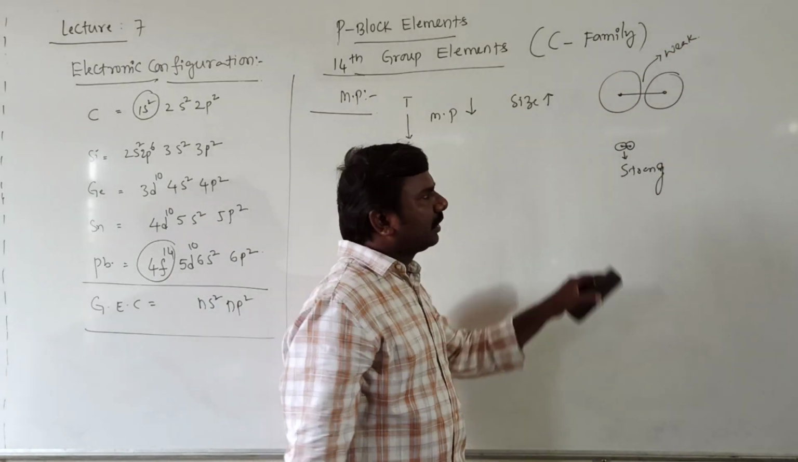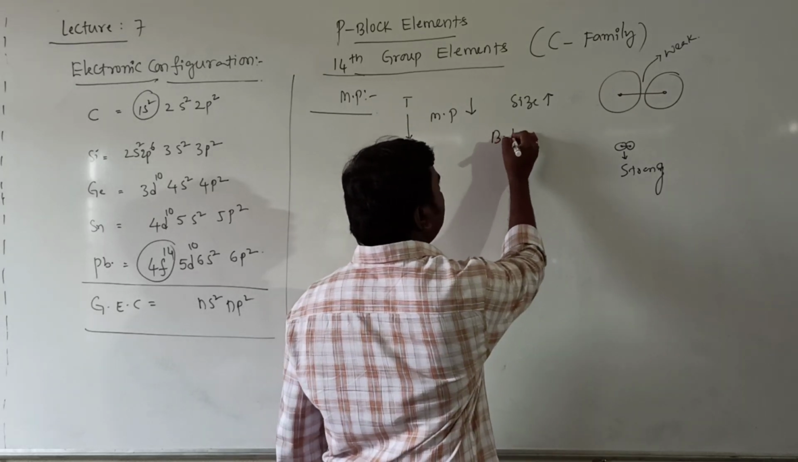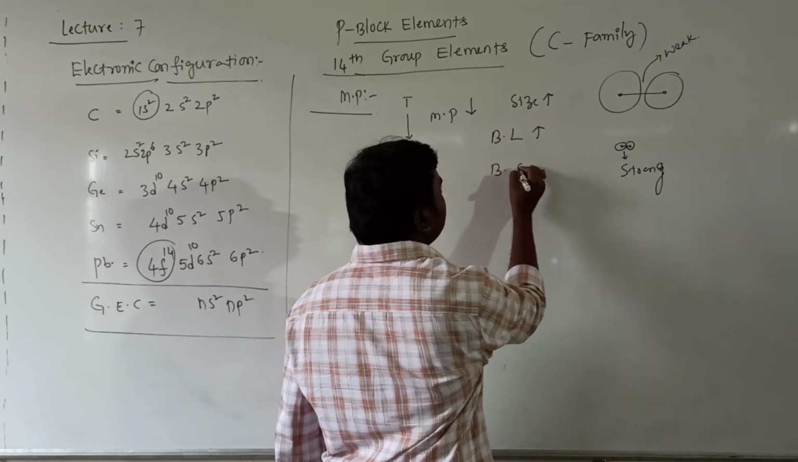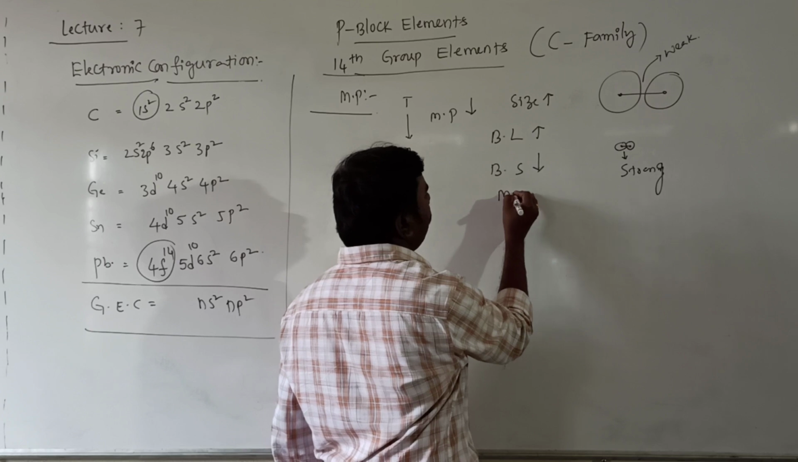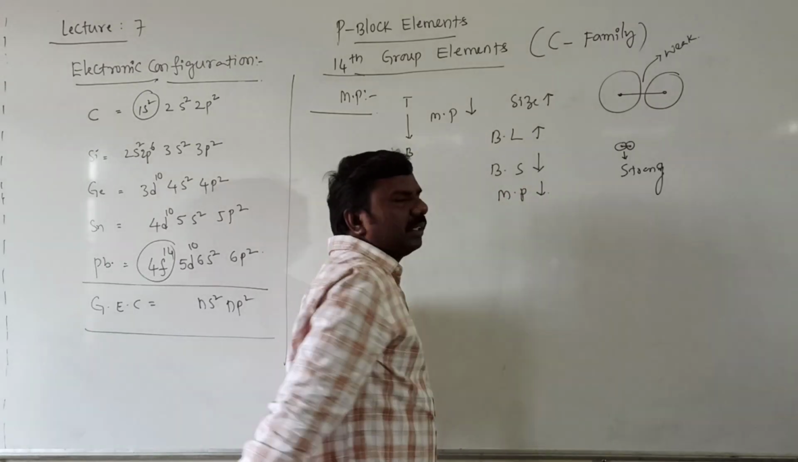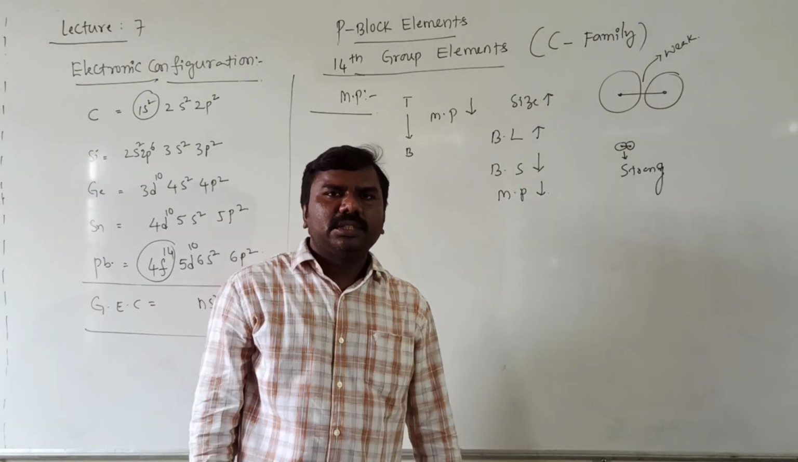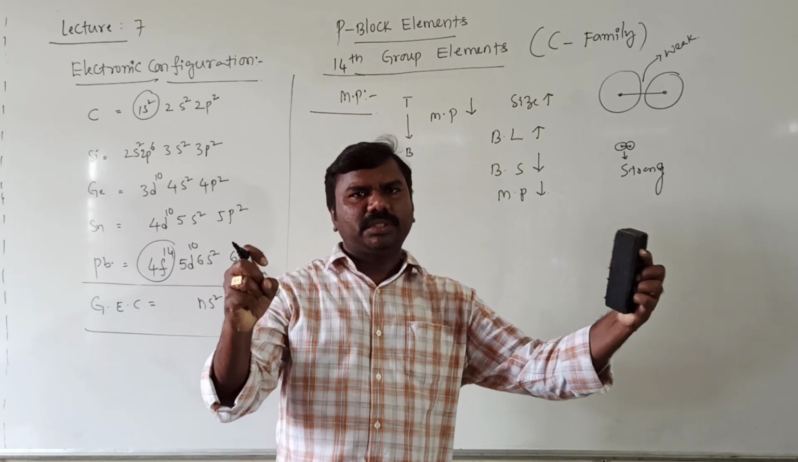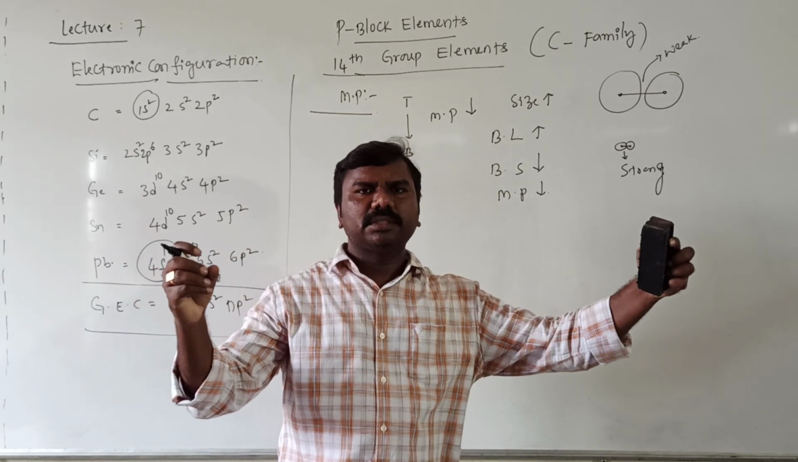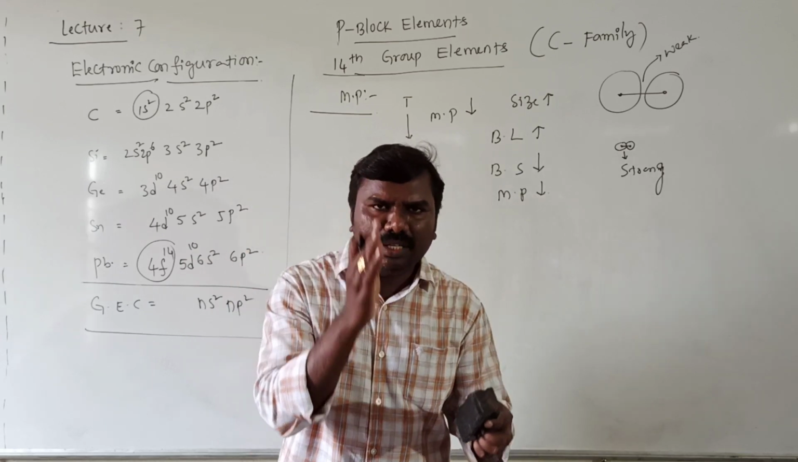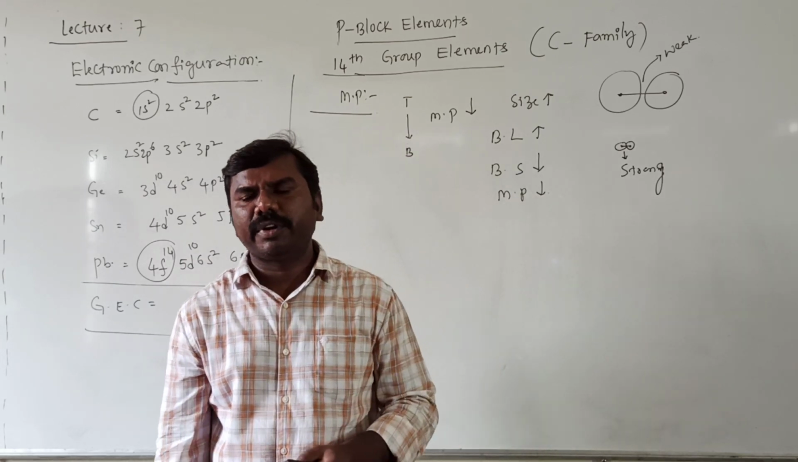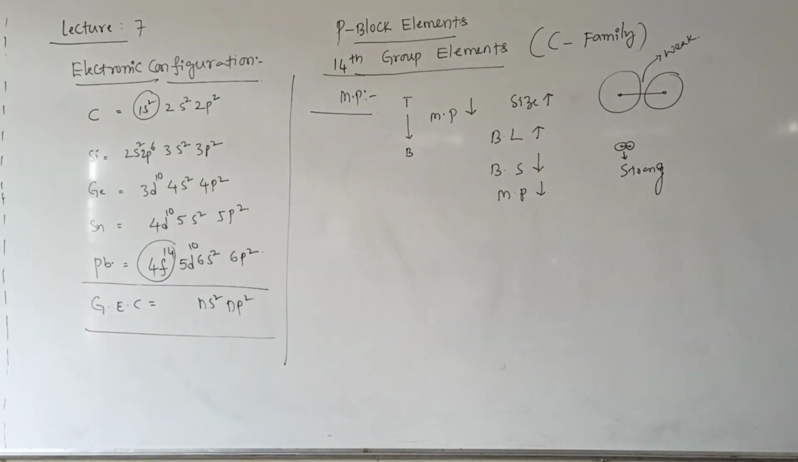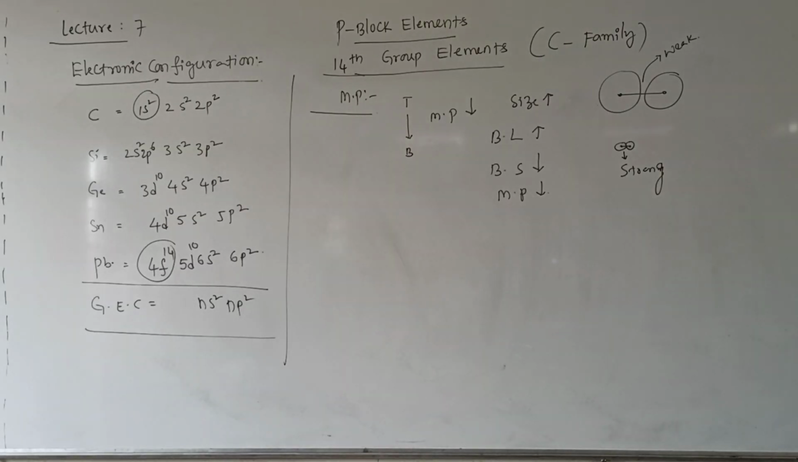Size increases. What happened? Bond length will increase. Bond strength will decrease. Melting point will decrease. Clear ideas? Size increases, so the length between two atoms also increases. The bond is weaker. You can easily break the bond with the least amount of temperature. That's why melting points decrease from top to bottom.